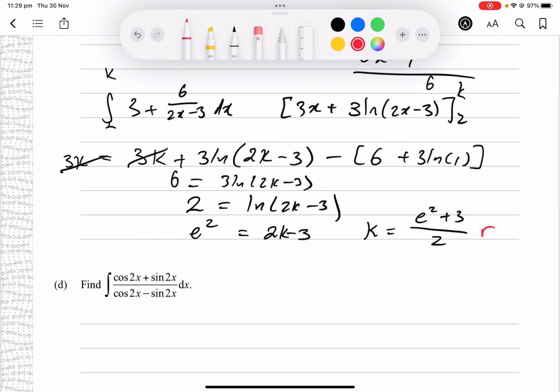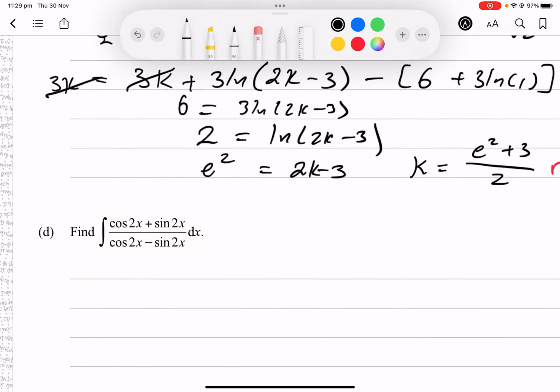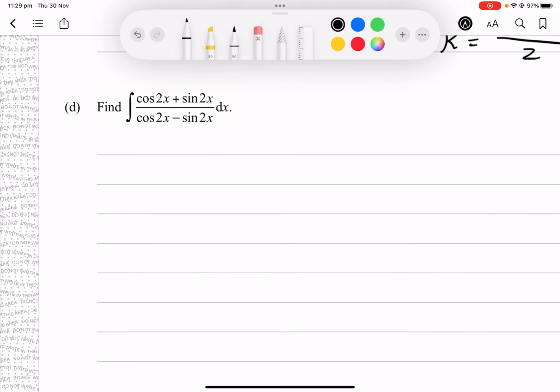And that should be hopefully a merit level question there. Brilliant. Let's look at question D. We want to find the integral of cosine of 2x plus sine of 2x divided by cosine of 2x minus sine of 2x. So for these questions, the first thing I like to do is check whether the derivative of the bottom is something to do with the numerator. So let's just check that.